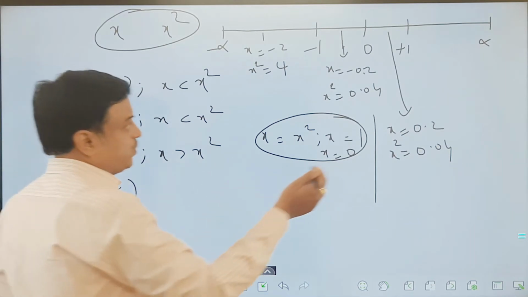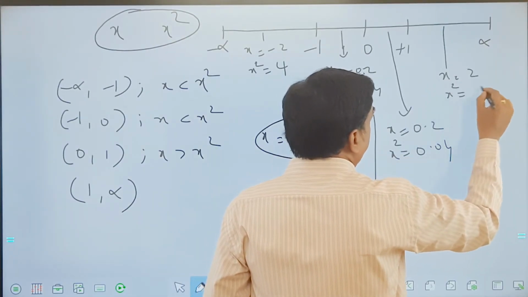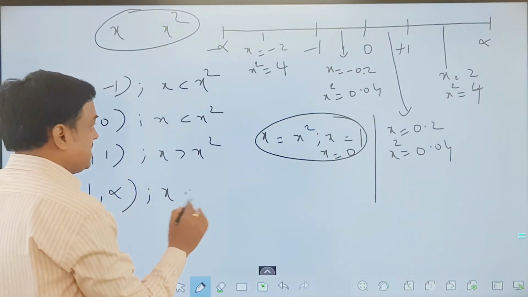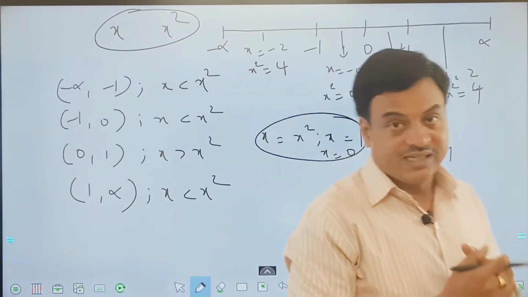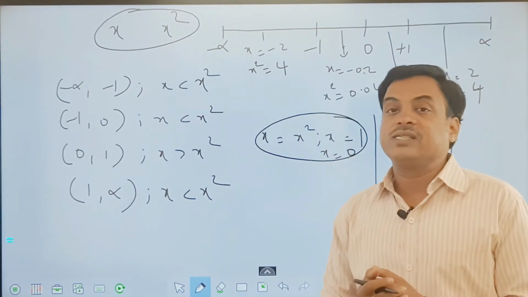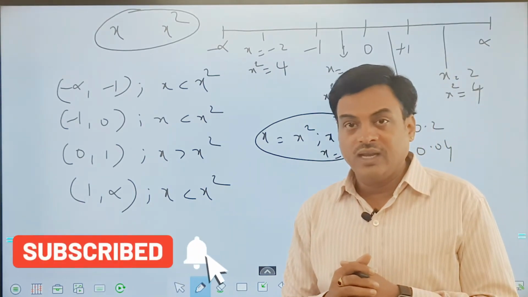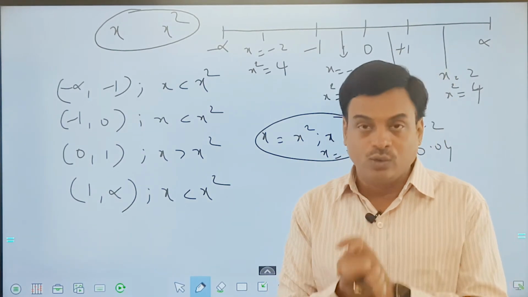Now I'll take a last one here. In this range, I'll take x is equal to 2, then my x square value will be 4, and I can definitely say x is less than x square. So what I need to know is all the values where x is less than x square, all the values where x is greater than x square, and all the values where x is equal to x square.